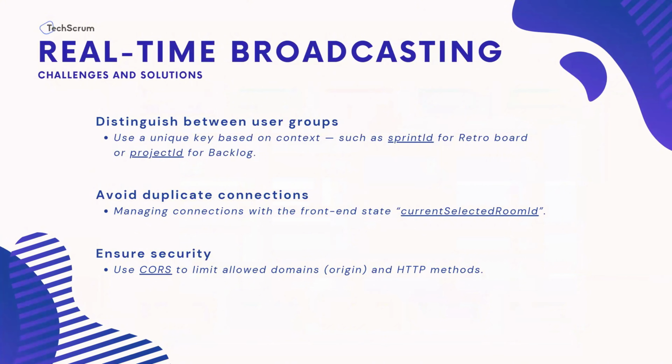Now let's talk about some of the challenges we faced when implementing real-time broadcasting and how we tackled them. So first, we needed a way to distinguish between different user groups. Since multiple users could be collaborating in different contexts, like retrospective or backlog, we decided to use a unique key based on the context. For example, Sprint ID for the retro board or project ID for the backlog. This way, users only join the room that matches the pages they are currently on.